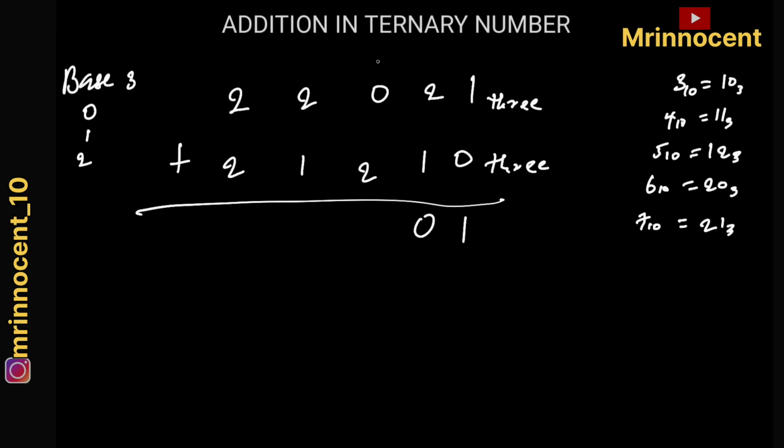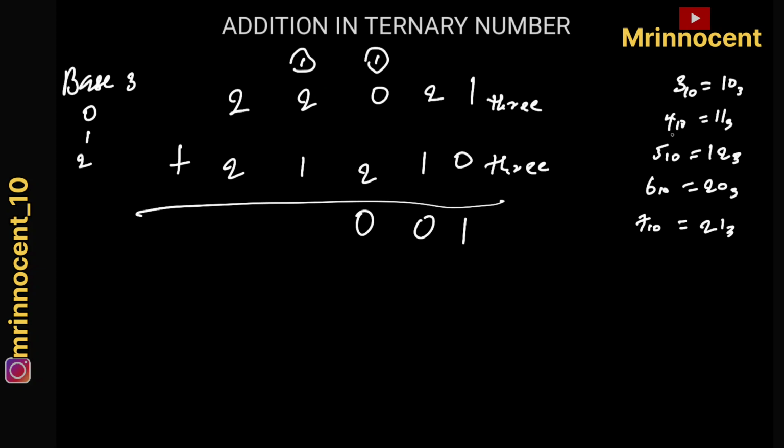Write 0, carry 1. 1 plus 2 is 3. 3 in base 3 is 0, remainder 1. Carry 1. Come here, you have 2 plus 1 is 3, plus 1 is 4. And 4 in base 3 is 1, remainder 1. Write remainder 1, take the 1 to the next one.